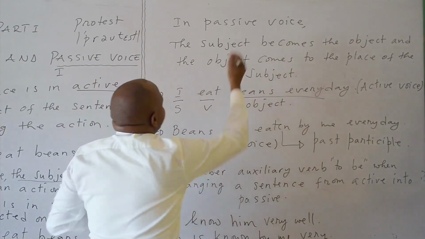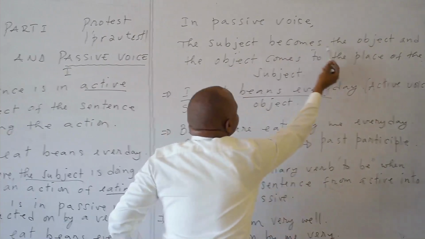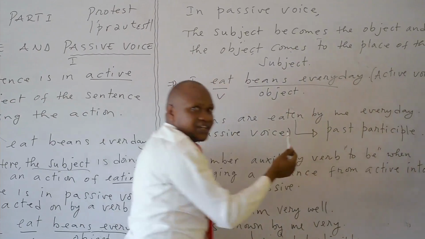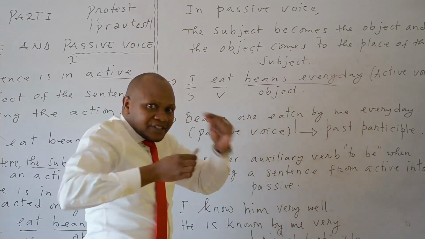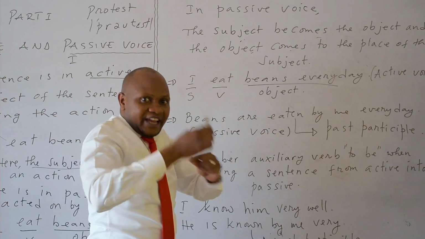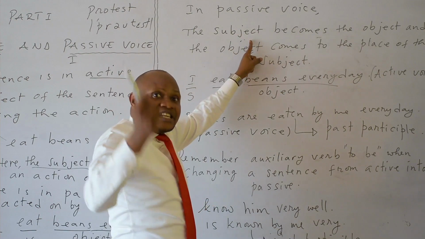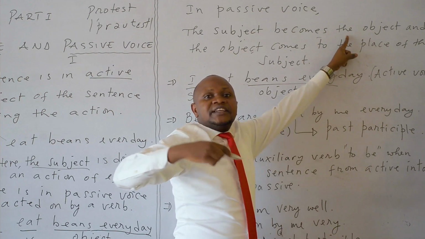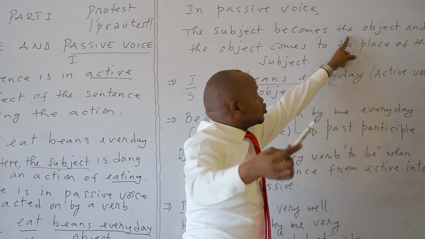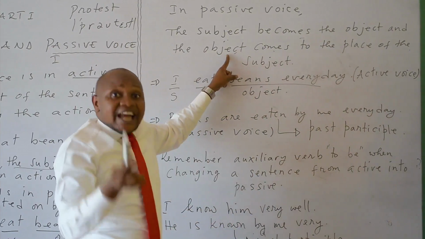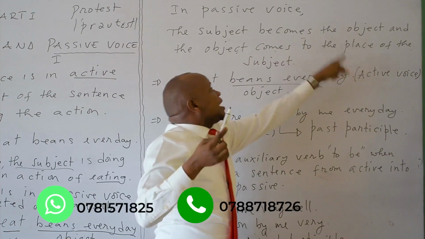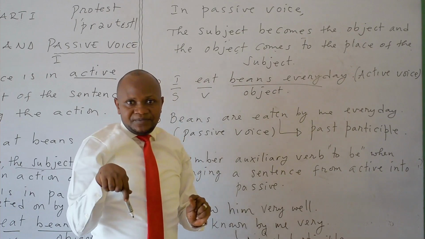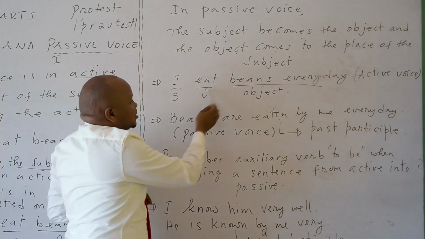Then here, in a passive voice, the subject becomes the object, and the object comes to the place of the subject. Umva kakana. Muri passive voice rero, icyari I eat beans every day, the subject, iriya I, becomes the object. Irajya mu mwanya w'icyuzuzo. And the object, icyari icyuzuzo, comes to the place of the subject. Kirahita kiza mu mwanya wa ruhamwa. That is it. Then here, I eat beans every day.